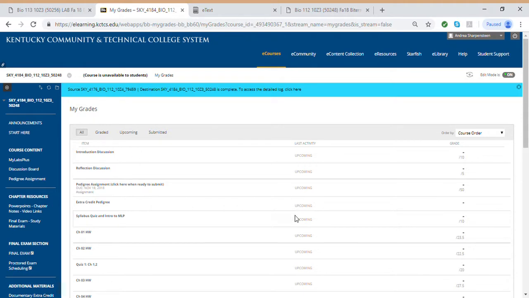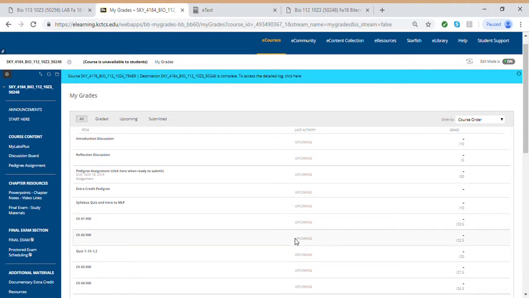Then make sure that the grades in Blackboard match up to your grades in MyLabs Plus. If the Chapter 1 homework is different in Blackboard and MyLabs, just shoot me an email. I'll get it fixed for you. Don't wait to say something until after final grades are submitted at the end of the semester.